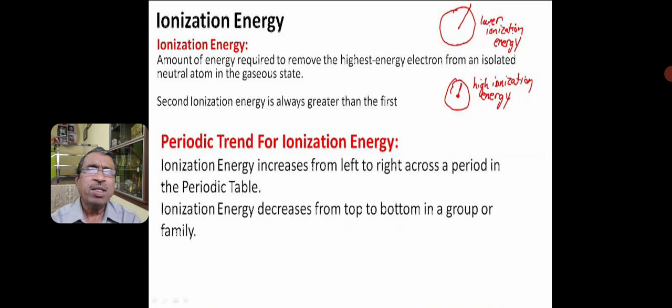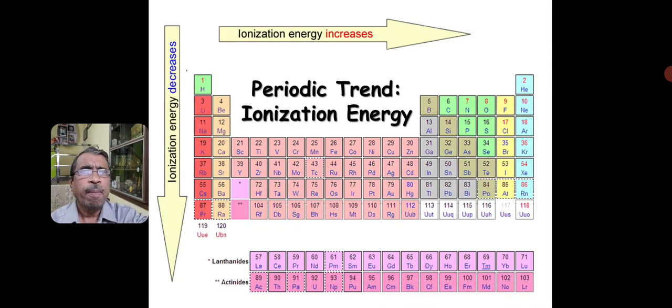So this ionization energy increases when we move from left to right in a period of the periodic table, and it decreases when we move from top to bottom in a group of the periodic table. This is what the slide shows, how the ionization energy varies, and it also explains the cause for this.